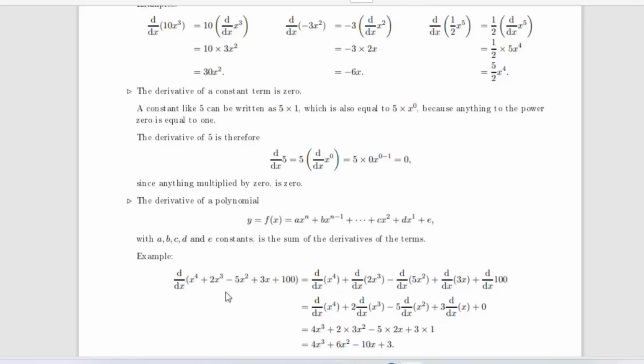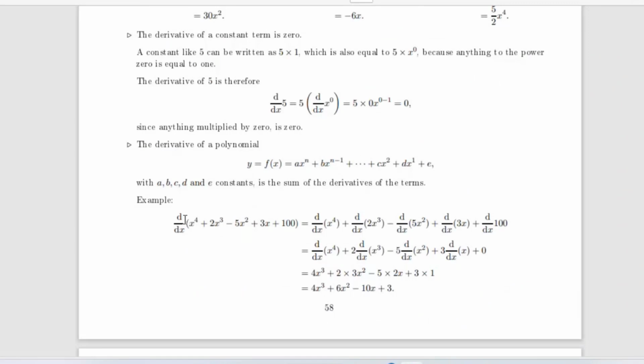Now, let's look at this example that they are sharing with us. They are giving us this polynomial inside the bracket, which is x to the power 4 plus 2x cubed minus 5x squared plus 3x plus 100. This polynomial inside the bracket is differentiated with respect to x. That's why we have that d over dx. We usually say d by dx.